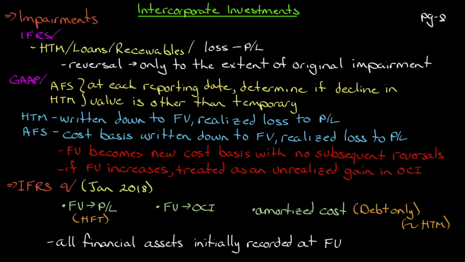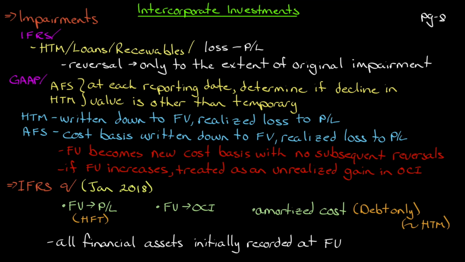Now, as far as reversals are concerned, for the held to maturity, the loans and the receivables, because they were carried at amortized cost, if there is an impairment charge that we take, we can have reversals under IFRS only to the extent of the original impairment. For the other securities that are carried at fair value, remember, fair value will always hold the reflection of impairment or a recovery in the impairment.